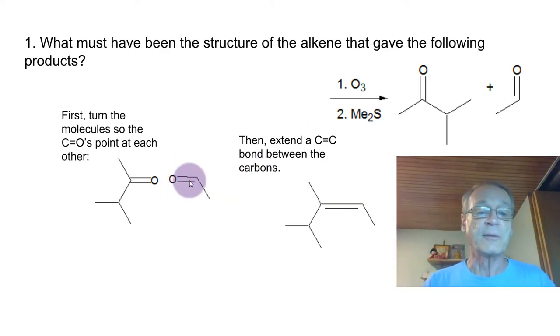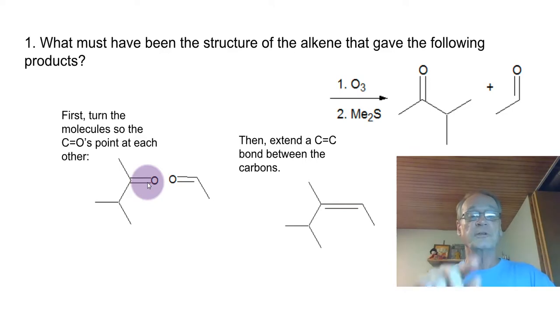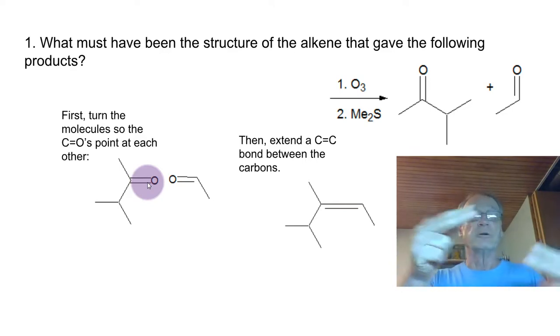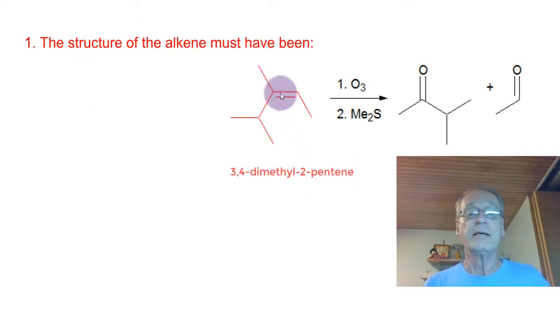So notice this is the same as this, just turned sideways so the oxygen is pointing to the left. This one is the same as this one, just turned so the oxygen is pointing to the right, and then they're pointing at each other. And then what we're going to do is just erase those two oxygens in the middle, extend the bond across between those positions, and so the original alkene must have been that.